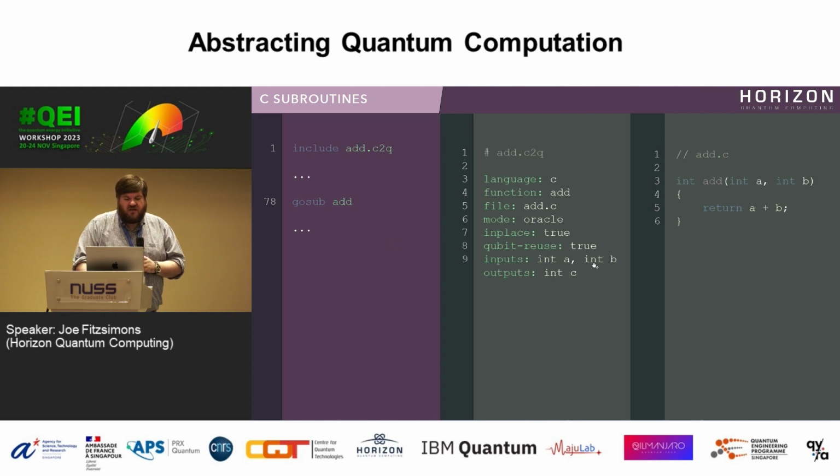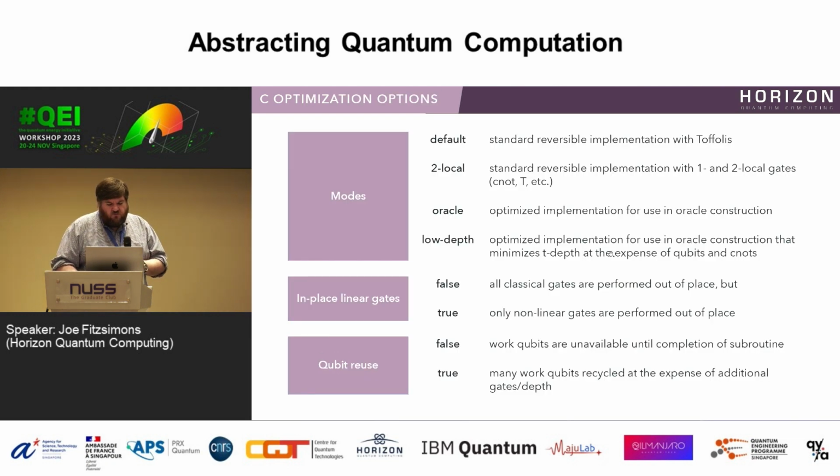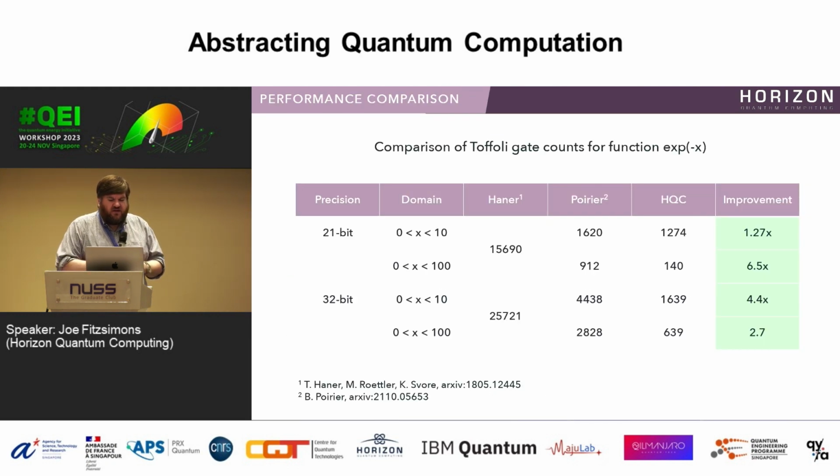We can also decide how aggressive we want to be about reusing qubits. There are trade-offs here. If you say you want to reuse qubits, fewer qubits are used, but the circuit depth increases. If we want to do all of the linear operations in place, we can. We save qubits, but it comes at the cost of deeper circuits, and so on. This is just a comparison of some results, our compiler versus some results that have appeared in the research literature.